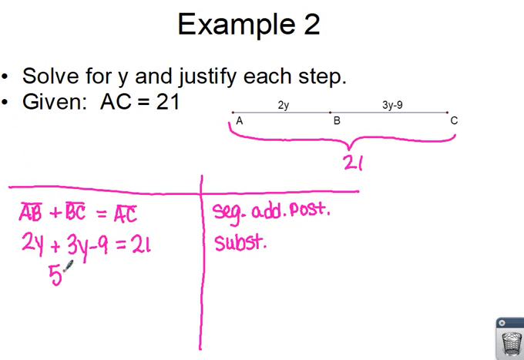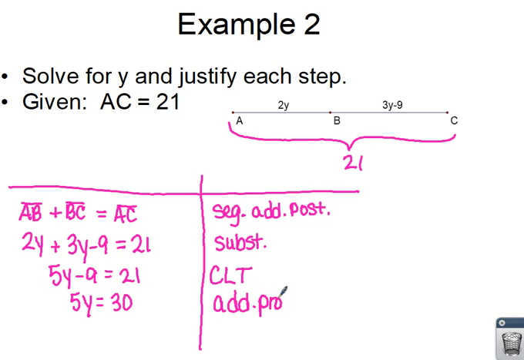We need to combine like terms. So we're going to combine like terms. Then we need to get y by itself, so we're going to add 9 to both sides. When I do that, I get 30 over here. So that was addition property. And now I need to get y completely by itself, so I'm going to divide by 5.